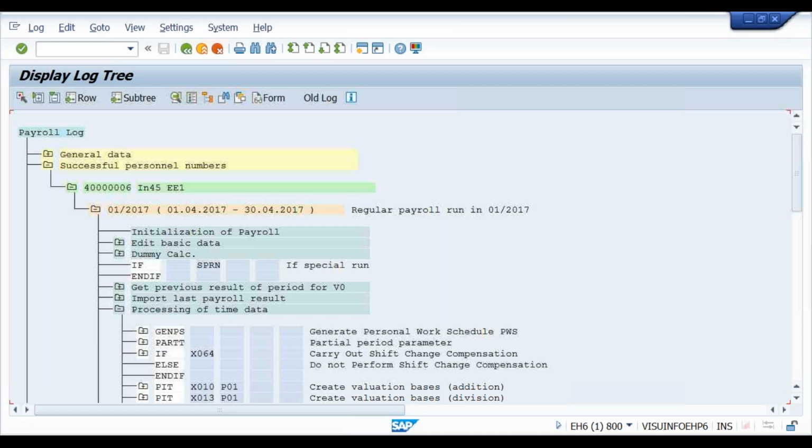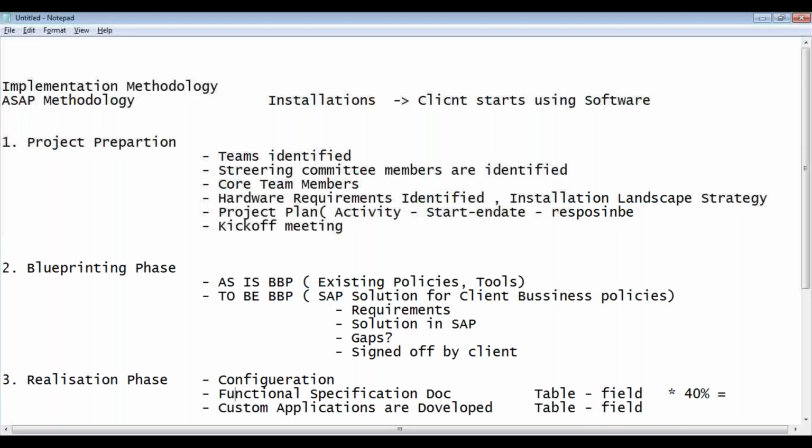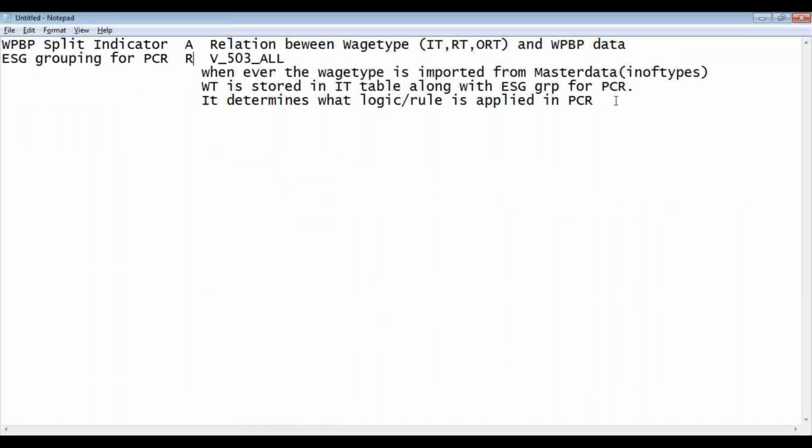What types of split indicators do you see going forward? We are done with the two split indicators, right? We have a link between wage type and cost center, wage type and bank transfer, and we have a link between wage type and the alternative payment table. We have a link between wage type and variable information. Going forward, you will see the splits of these indicators and these tables also.